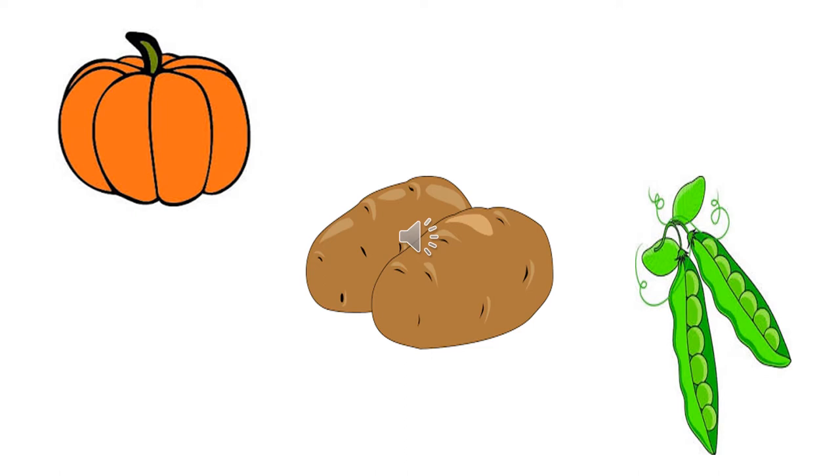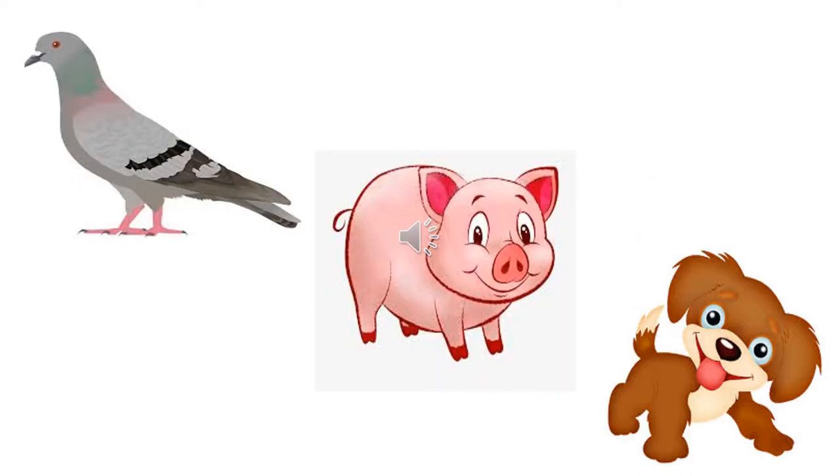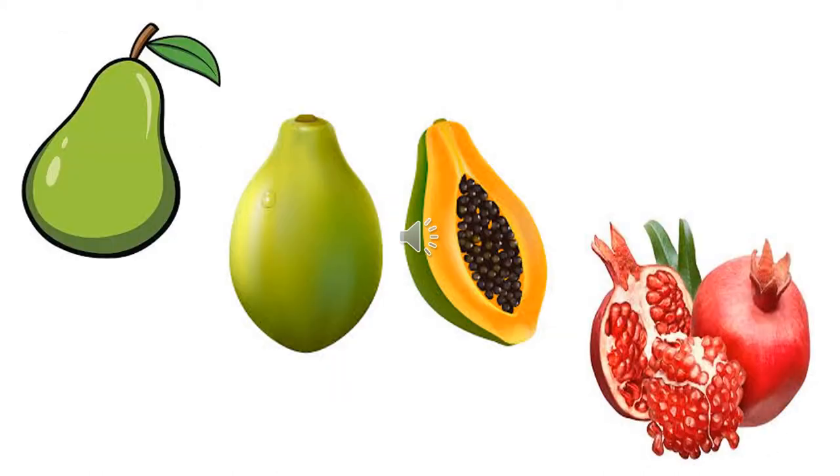P, P, pumpkin. P, P, potato. P, P, peas. P for pigeon. P for pig. P for puppy. P is for pear. P for papaya. P for pomegranate. The sound is P.